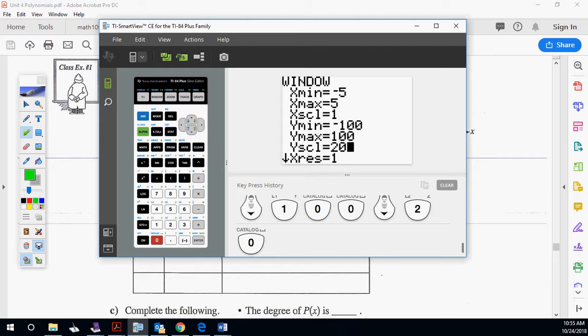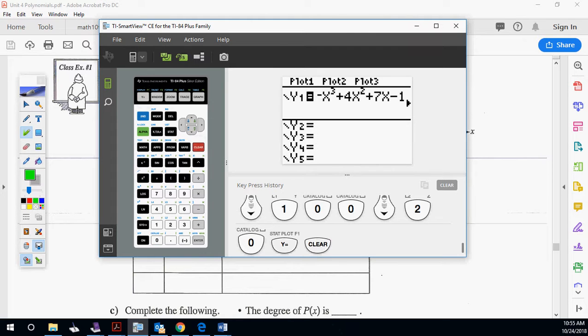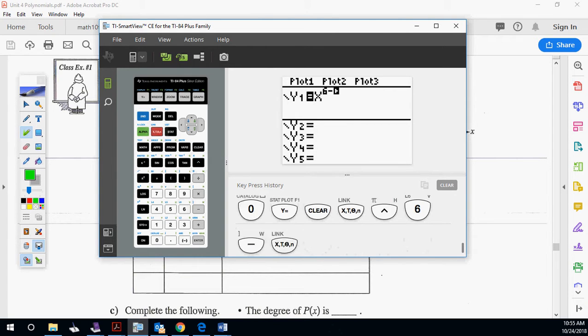Okay, and then we're going back to our y equals. We're going to clear this out. I'll just put what they have. X to the 6th minus x to the 5th minus 11x to the 4th. I always need to clear that, sorry. X to the 6th.